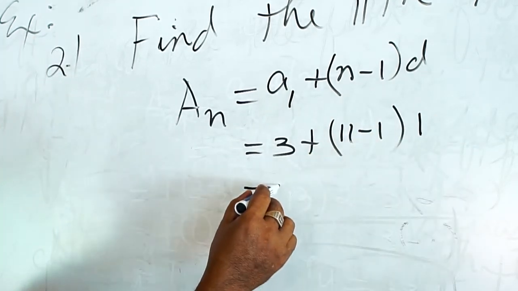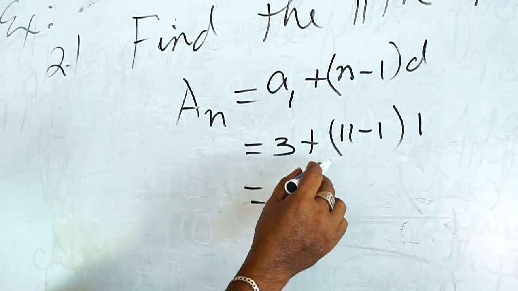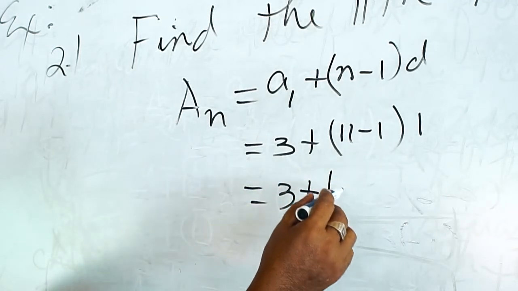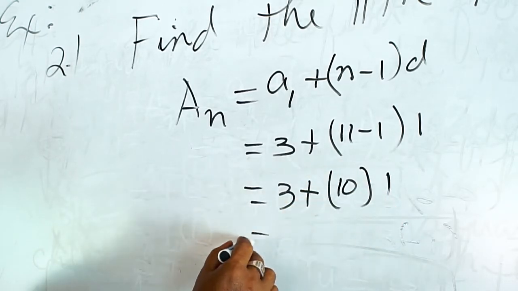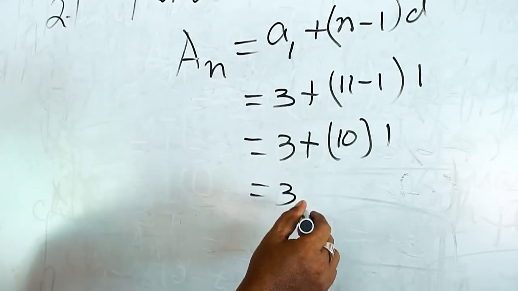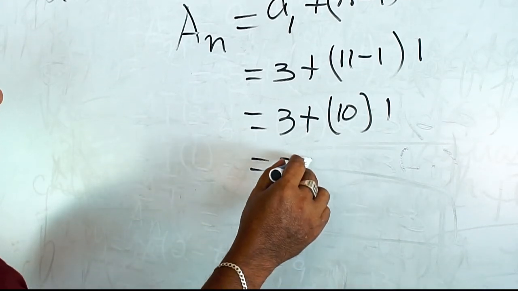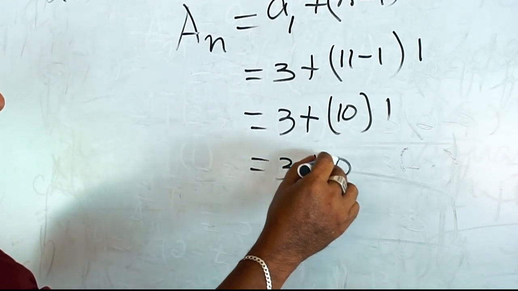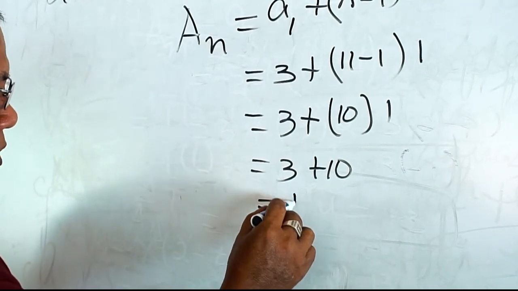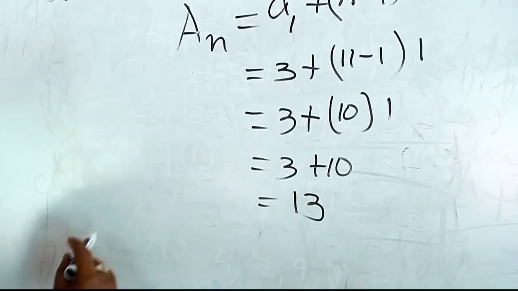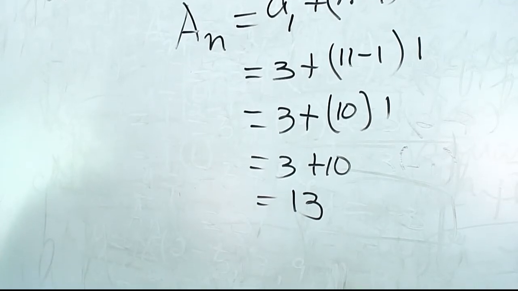So 3 plus the quantity 11 minus 1, that is 10, multiplied by 1. So 10 multiplied by 1 is 10. Then 3 plus 10 is 13. So 13 is the last term.